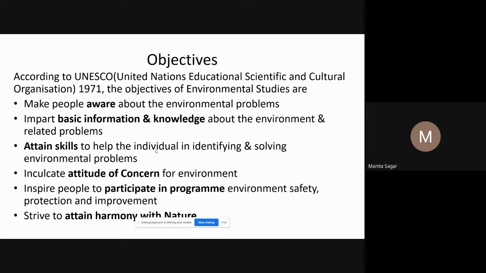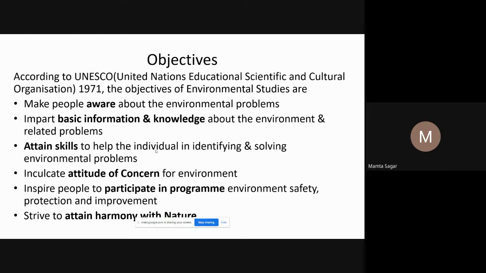And we should attain the skills. Attaining skills means that when we are efficient at identifying problems, we will solve those problems also. To solve a problem, we should have the skills. So we will develop skills. We will search, we will study, we will do more study.